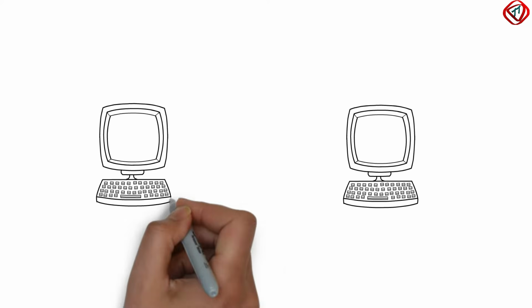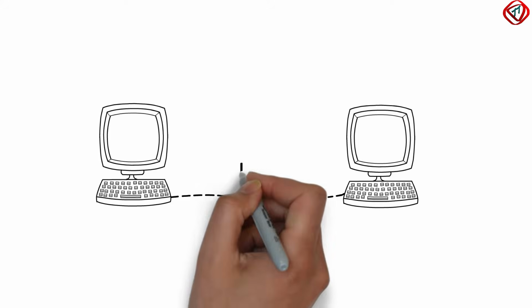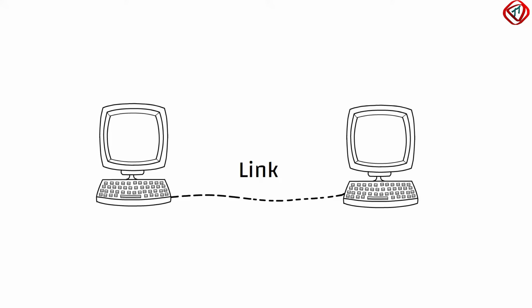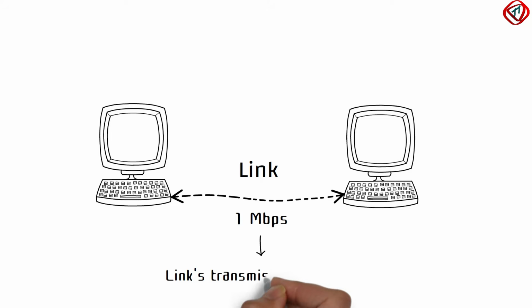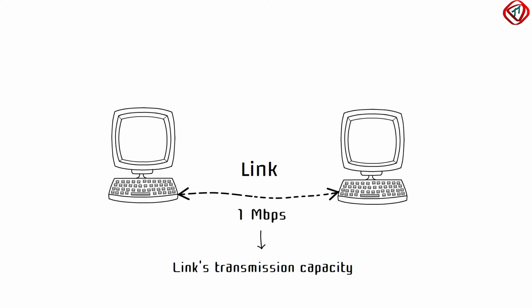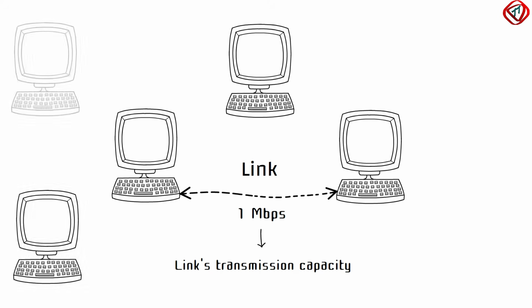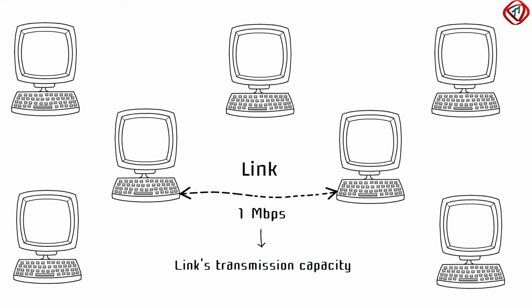In a computer network, the devices are connected via communication links. Every link has a maximum rate at which it can transmit data, for example, 1 Mbps. It is called the link's transmission capacity. For data transfer, the transmission capacity of the link is shared among the devices present in the network.